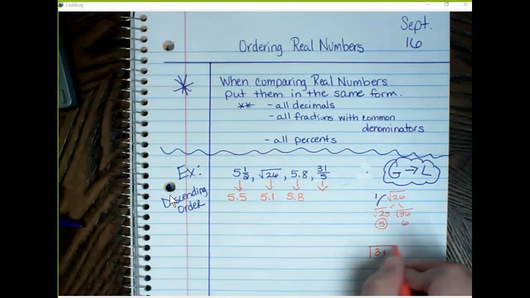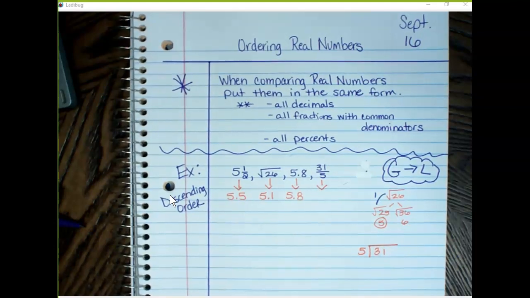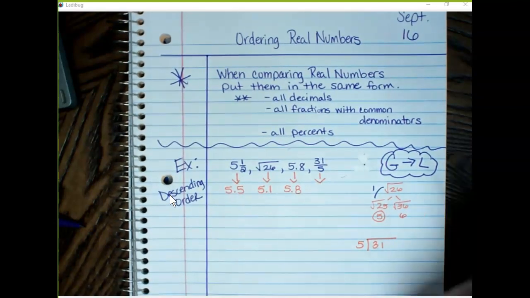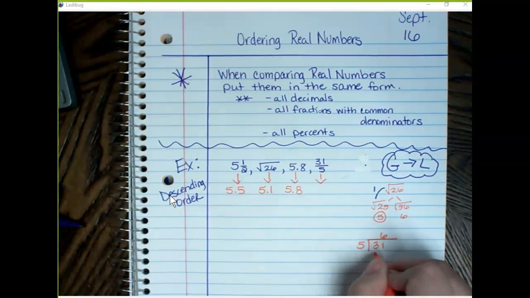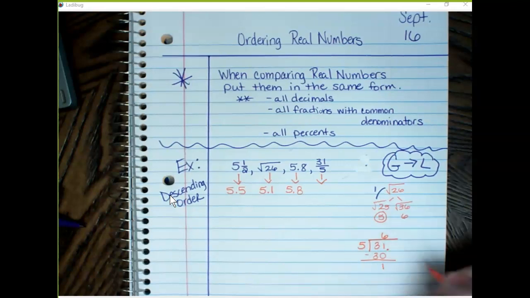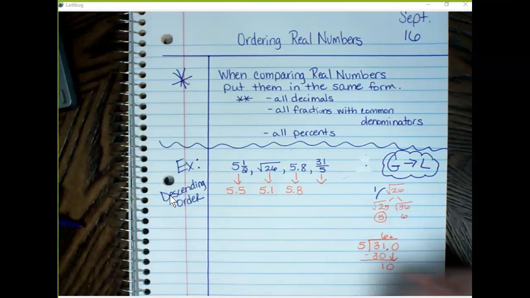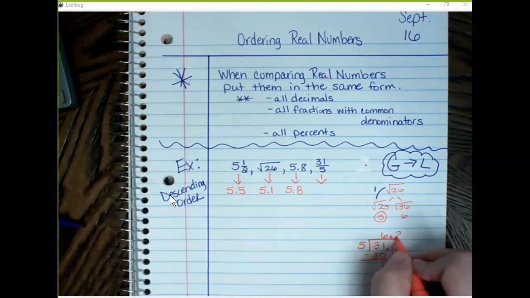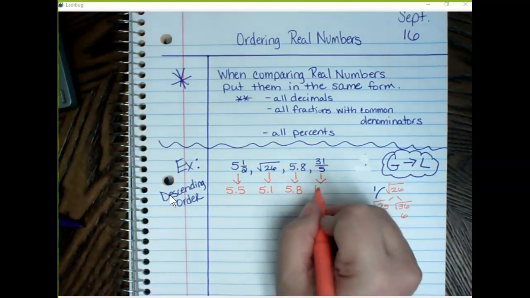31 divided by 5. Top in, bottom out. 5 goes into 31 how many times? 6 times. 5 times 6 is 30. 1. Bring my decimal up, 0 down. 5 goes into 10 how many times? 2. And it goes in there evenly. So this is 6.2.